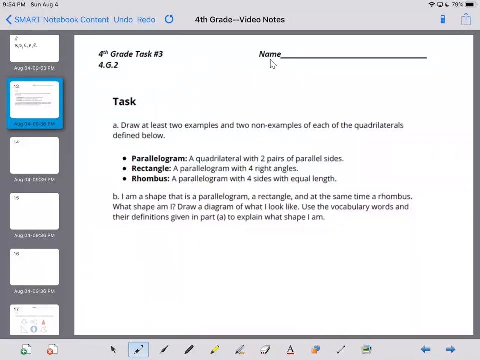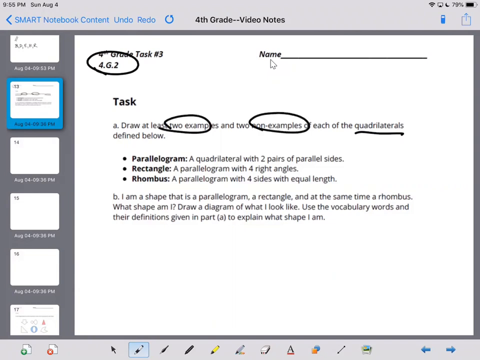Looking at task 3, where we're looking at different quadrilaterals, looking at examples and non-examples. So this hits 4.G.2, and that standard talks about classifying two-dimensional figures based on the absence of parallel or perpendicular lines or the presence of angles of certain sizes and being able to identify certain specifics. So here we're talking about quadrilaterals. I want to see examples and non-examples.